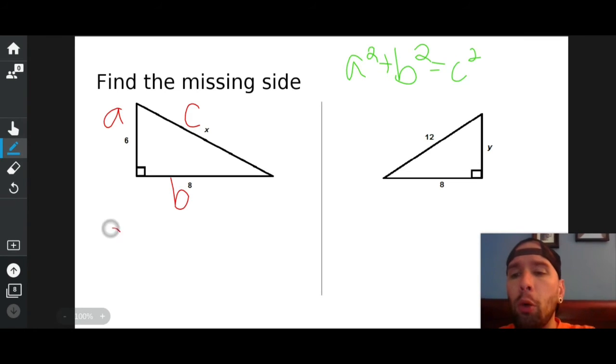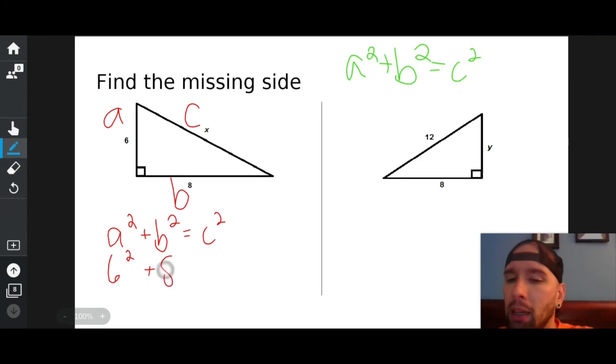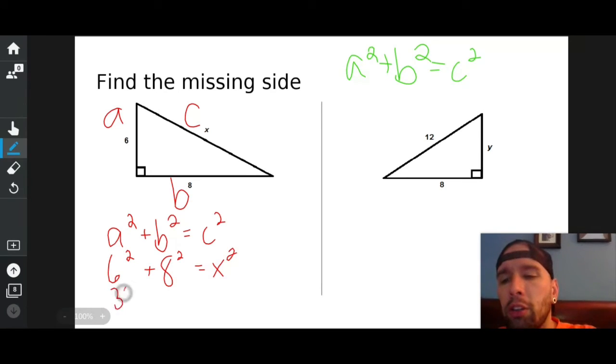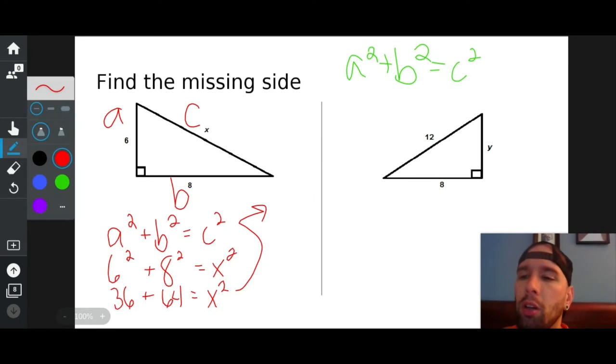So I write out my formula. A squared plus B squared equals C squared. According to what I labeled, A is 6, so 6 squared. B is 8. I almost caught myself. Squared. And X is C, so X squared. 6 squared is 36. 8 squared is 64. Let's move it up here. Change colors. 36 plus 64 is 100.